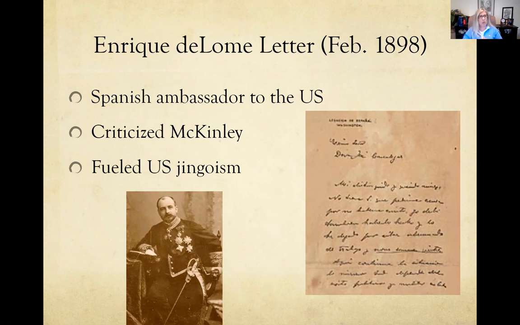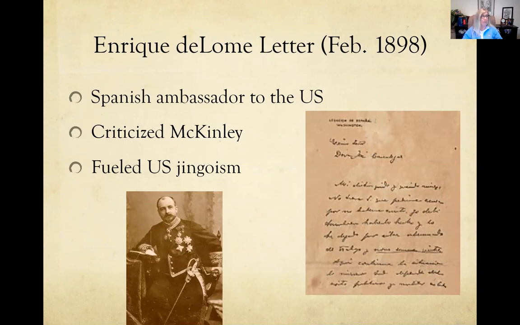I like to use this example. A lot of people were not a fan of William McKinley, including Theodore Roosevelt. Once Theodore Roosevelt was vice president, he was known to have been very critical of William McKinley as well. But when someone from the outside is critical of the US president, that's a whole different story.